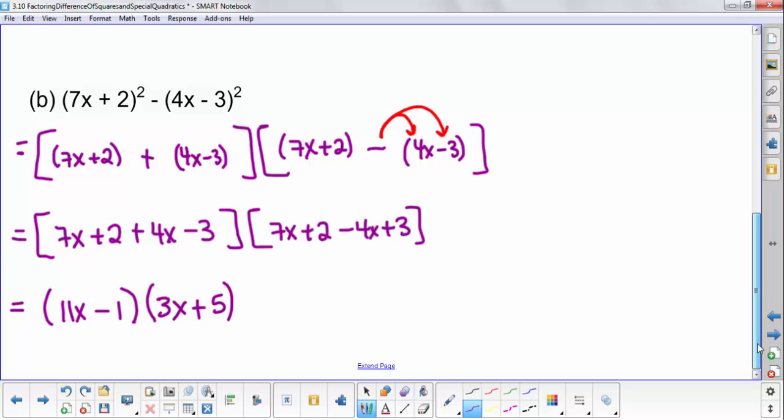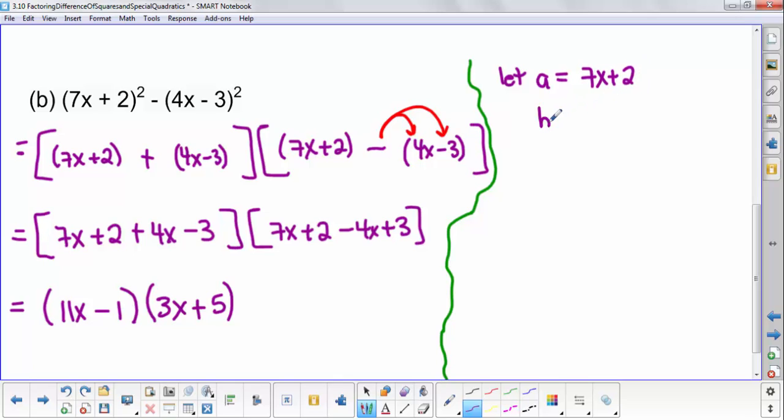Okay, if you are comfortable with this, that would be the end of the lesson for you. Again, if you have any questions, make sure you ask in class. I will show you the exact same question now using the substitution method. We're going to come up with two variables. Let A equal 7x plus 2, and let B equal 4x minus 3. We can use that to rewrite our equation as a squared minus b squared.